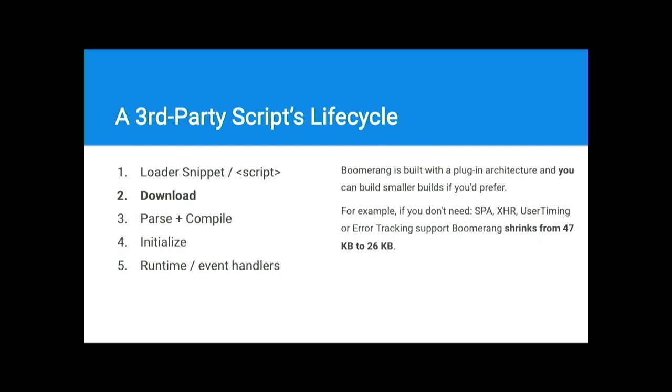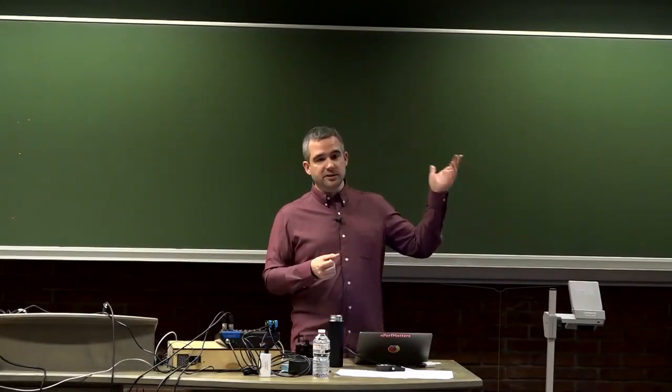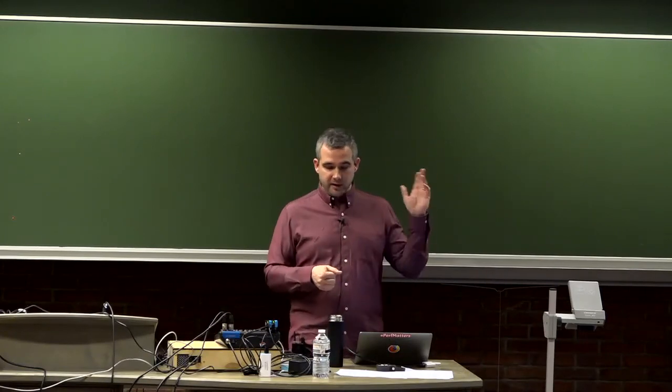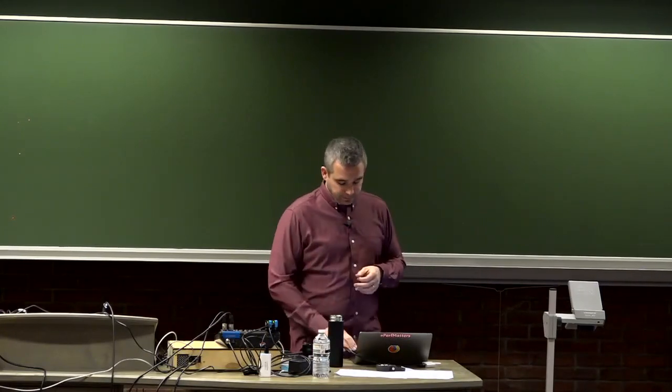Also, I did want to point out that the build that I was talking about is the mPulse specific version of Boomerang, which is a pretty big build for all of our customers. If you're using the open source version of Boomerang, you can choose to build it smaller. We have a plugin architecture, and you can choose which plugins to include or not. So if you don't need single-page app support and JavaScript error tracking that we include for mPulse, you could trim it down to about half the size even.